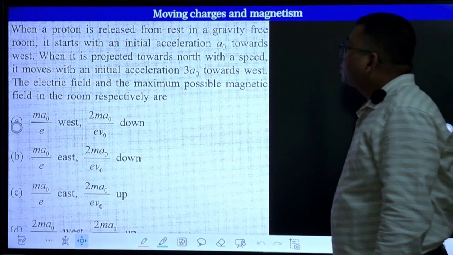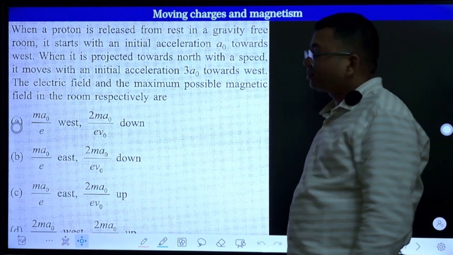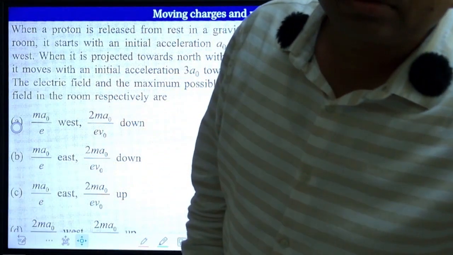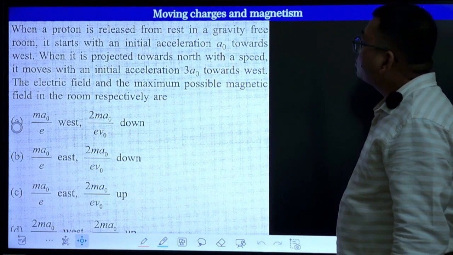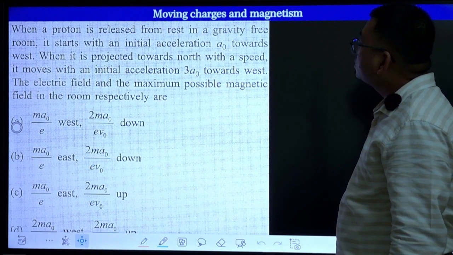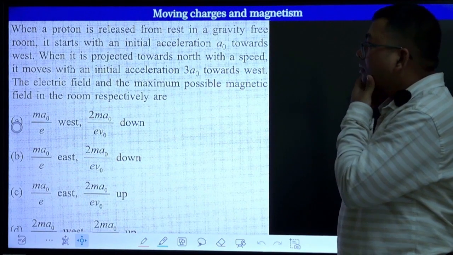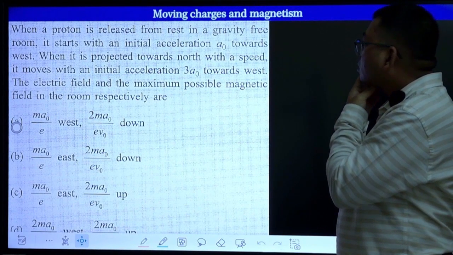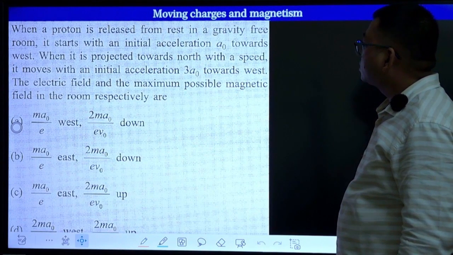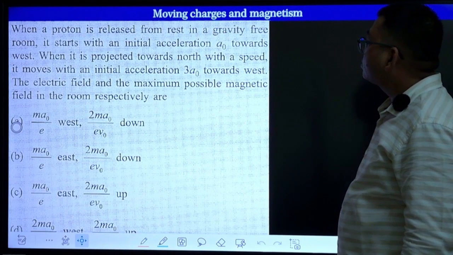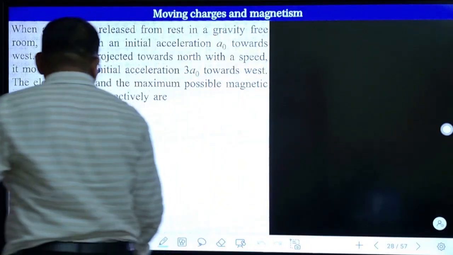When a proton is released from rest in a gravity-free room, it starts with an initial acceleration a0 towards west. Now this question is gravity-free. There is no gravity here. When it is projected towards north with a speed, it moves with an initial acceleration 3a0 towards west. We need to find the electric field and the maximum possible magnetic field in the room. Okay, let us try that.